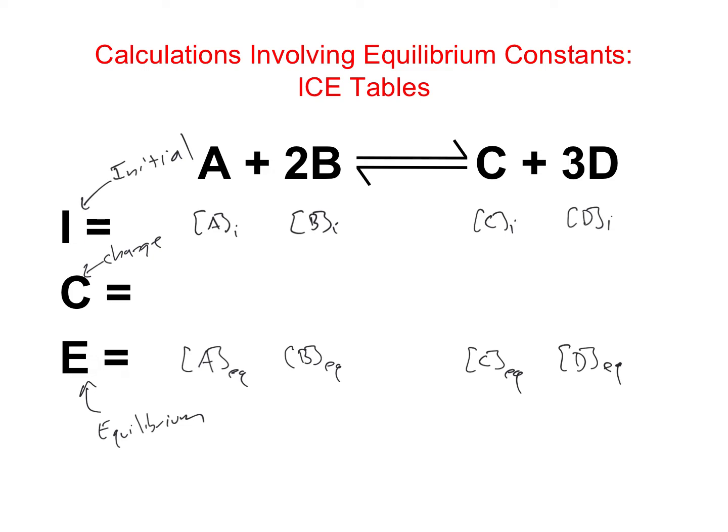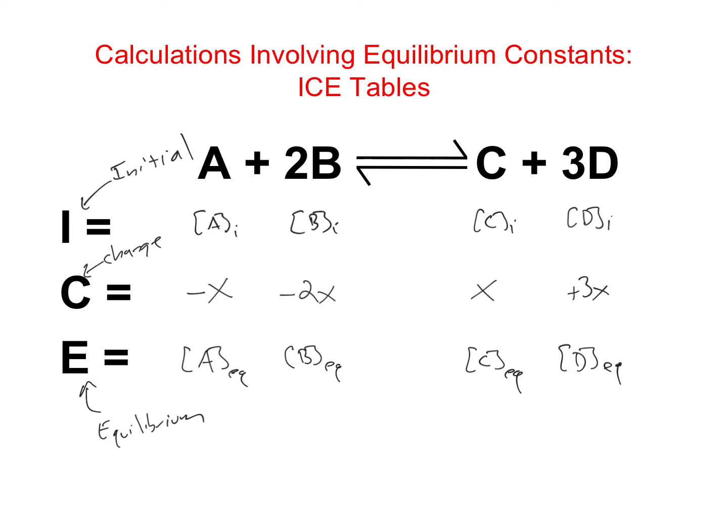So let's say that A is decreasing. Then if it's decreasing, I'm going to call that minus x, right? Whatever x is, we're going to subtract that from the initial concentration of A to get the equilibrium concentration of A. If we call A minus x, the sign on the change of B should be the same. If A is decreasing, then B is decreasing. So we'll call that minus 2x. And then if we called A minus x, the coefficient for A and C is 1, but now C is going to be increasing, and so we'll call that positive x. And D would be positive 3x for the change.